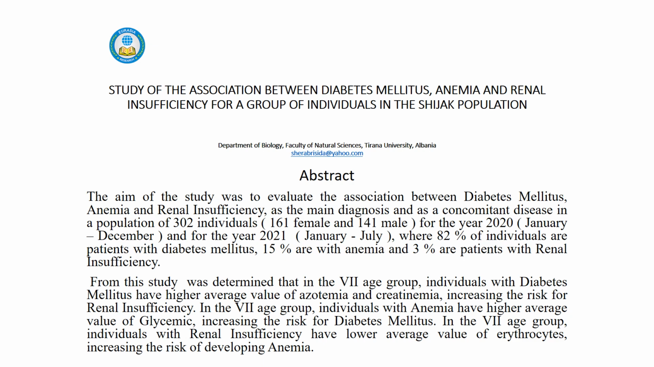From the study it was determined that in the 7 age group, individuals with diabetes mellitus have higher average value of azotemia and creatinemia, increasing the risk for renal insufficiency. In the 7 age group, individuals with anemia have higher average value of glycemia, increasing the risk for diabetes mellitus. In the 7 age group, individuals with renal insufficiency have lower average value of erythrocytes, increasing the risk of developing anemia.